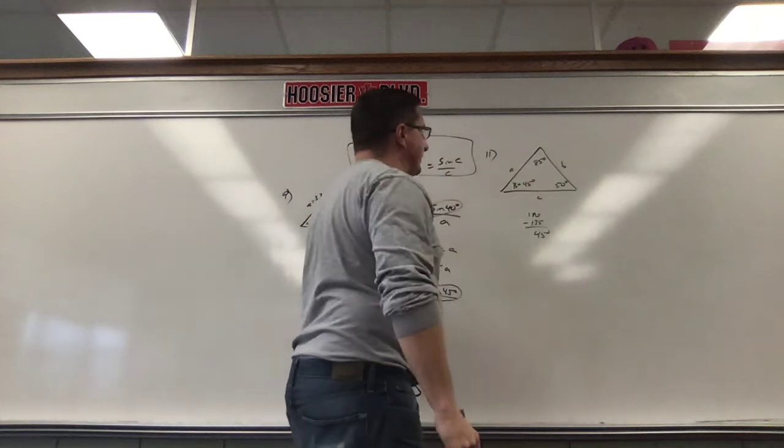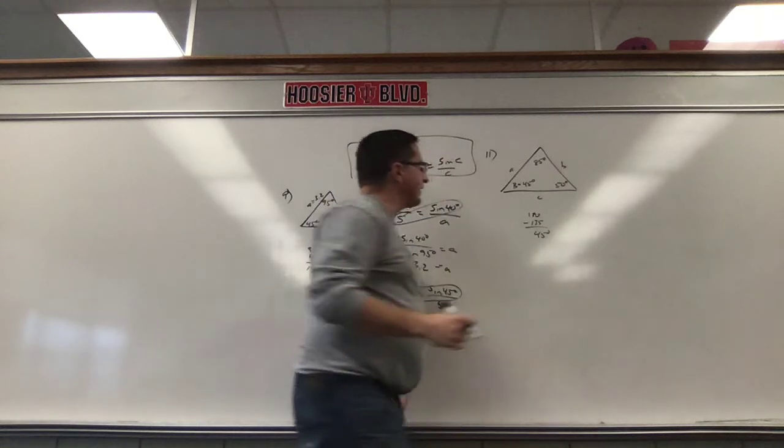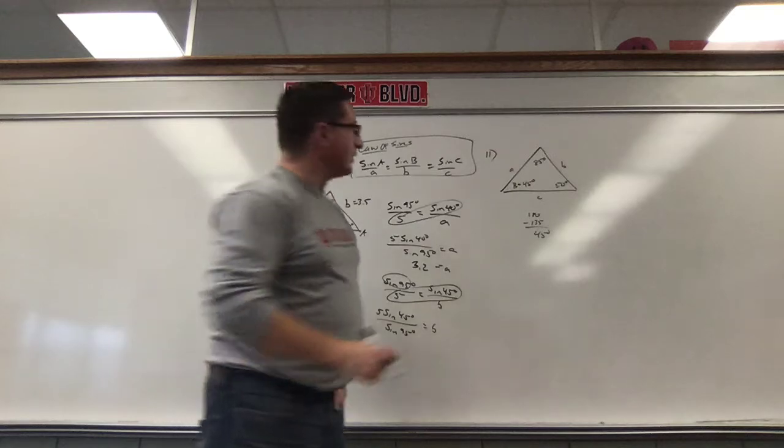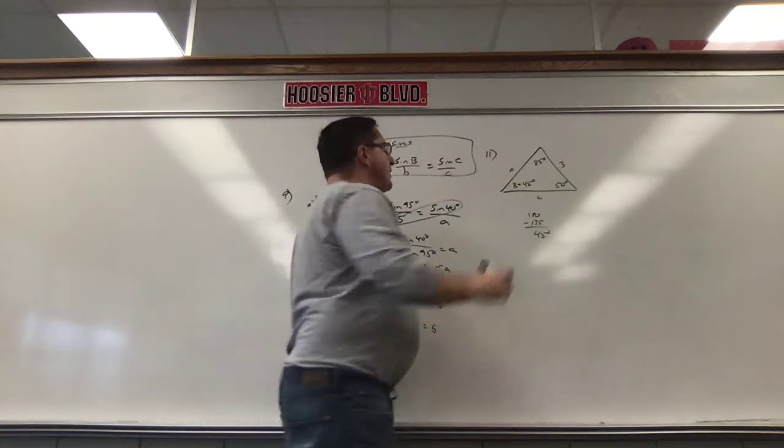So capital B is 45 degrees. So what do we know both of? I've got to have a side here, don't I? That's 3 over here. Otherwise, there wasn't enough information. Okay, so we know both of these.